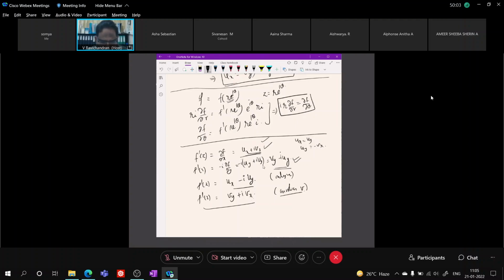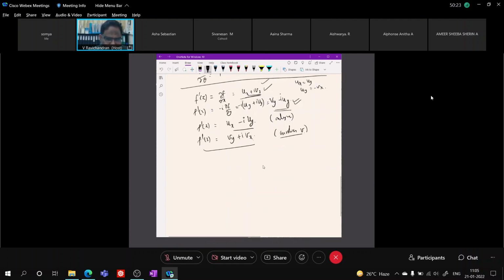If suppose u is given and you are asked to find f, then you can use this formula directly. So u is given, then ux and uy can be computed, and then you can put it here and integrate it to get f. Similarly, if you are given v alone, then you can find vx and vy and put it here, then f dash will come, and integrate, and then you will be able to get a function. Okay, so this is the idea. We may be requiring this.